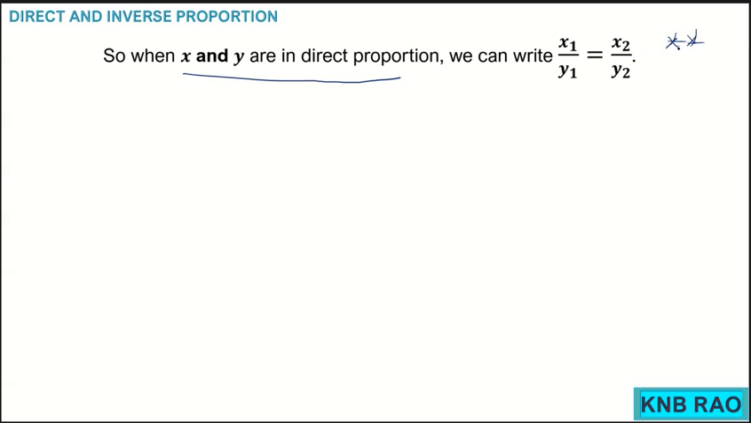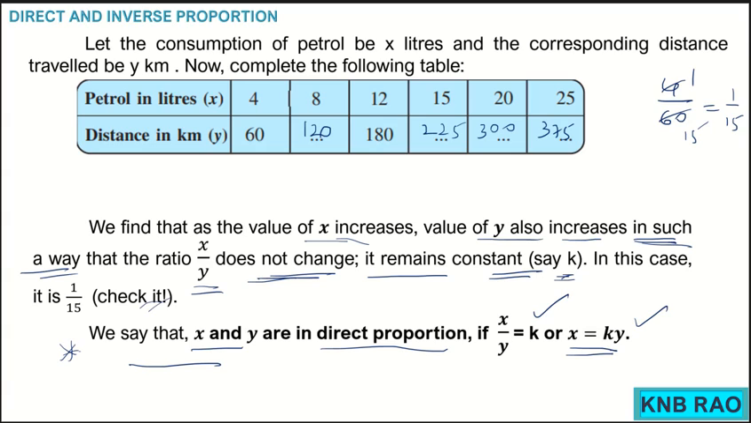Now, tell me, what is x1, y1, x2, y2? Let me show you in this table. Children, here the value 4 liters in the variable x, if I consider as x1, the corresponding distance travelled, 60 kilometers, becomes y1. If I consider 8 liters as x2, the corresponding value, 120 kilometers travelled, will become y2. Similarly, 12 liters is x3 and the corresponding distance travelled, 180 kilometers, becomes y3.